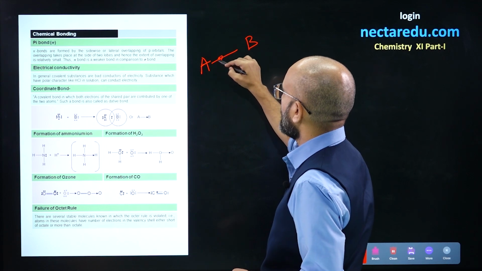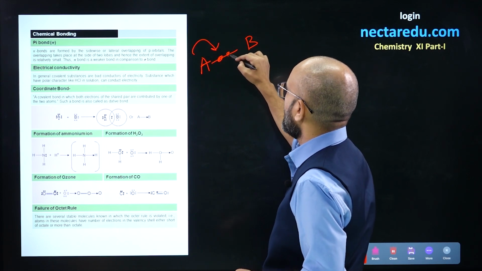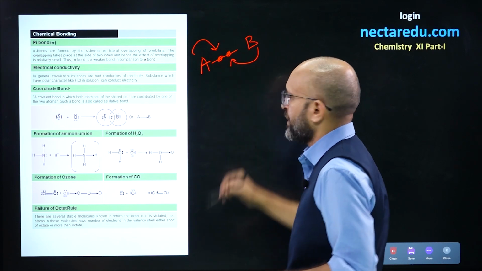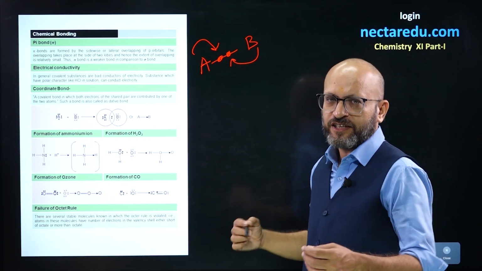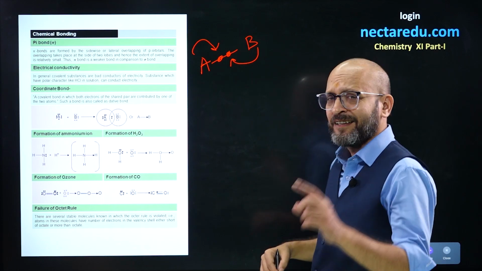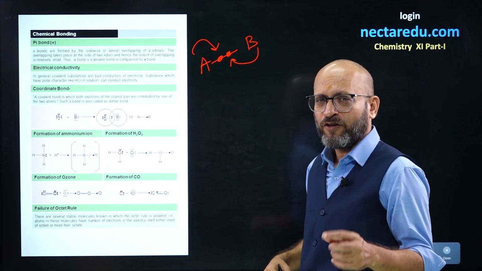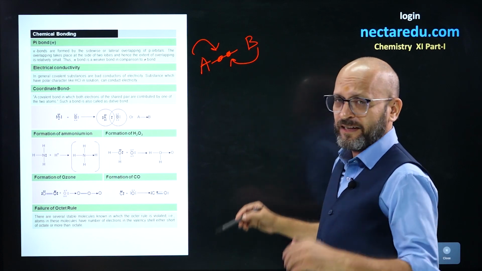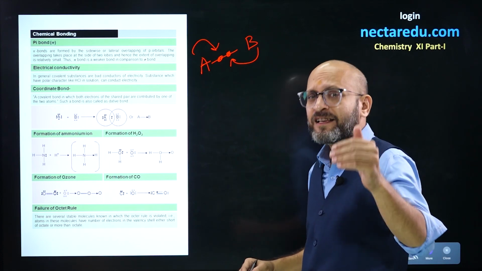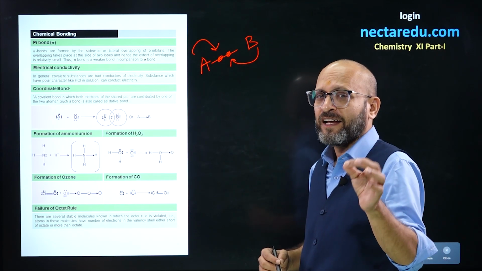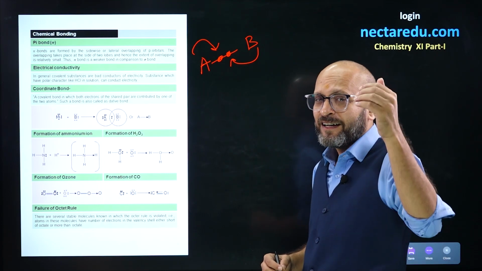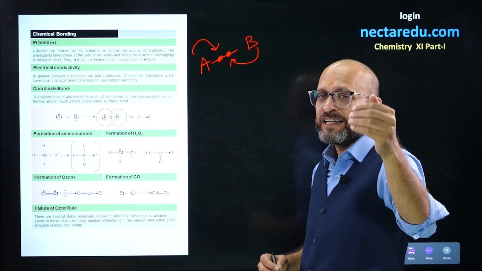one electron of this bond is given by A and one electron of this bond is given by B, and these two electrons belong to A as well as to B. Mutual sharing is happening. But there is another unique type of covalent bond which we call coordinate bond or dative bond. It is a type of covalent bond only, the formation is different.